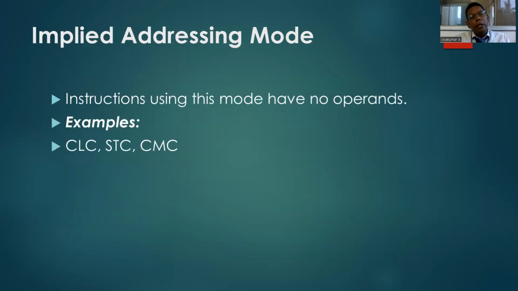The implied addressing mode: the instructions that use this mode have no operand. Examples are CLC, clear the carry, STC, set the carry, and CMC, complement the carry. So the main 8 addressing modes plus these 4 addressing modes make up the 8086 addressing modes.